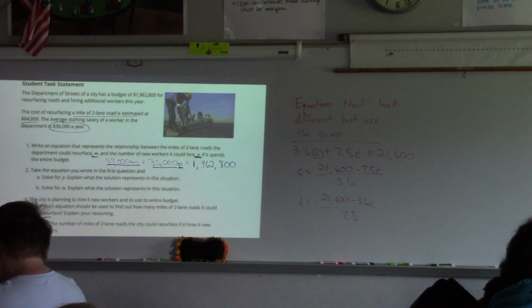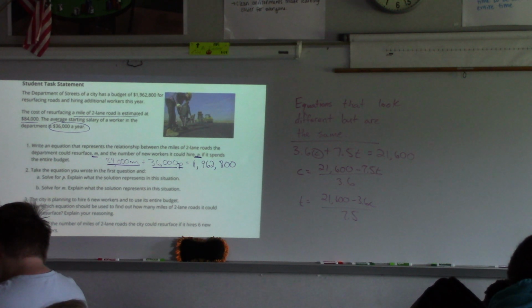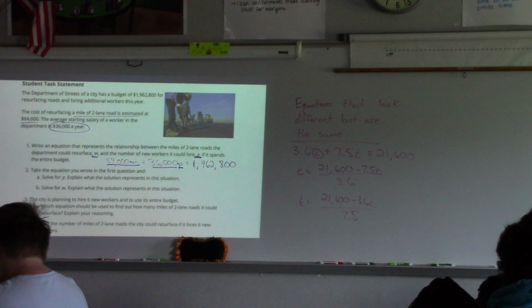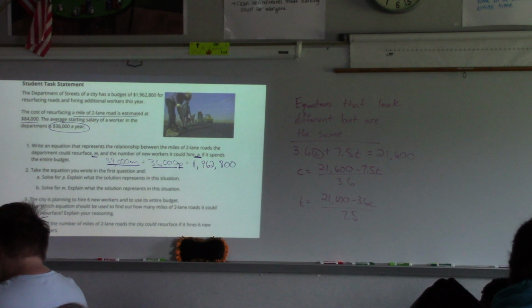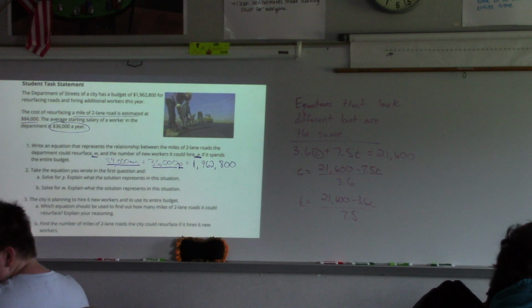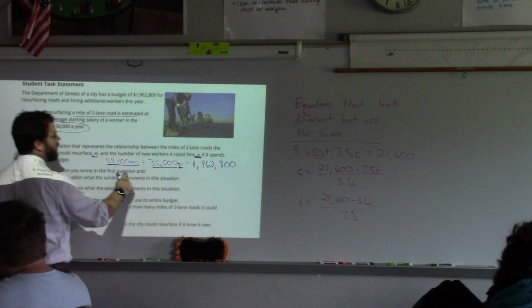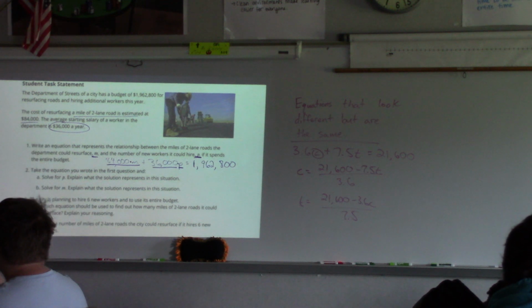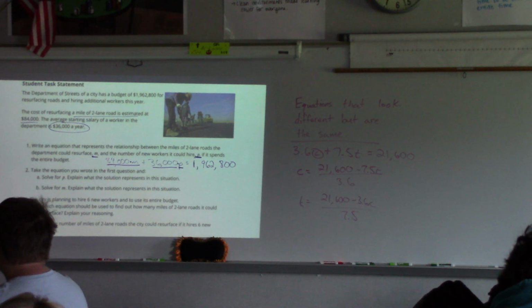Because we're what? Repeatedly add. Because there's probably more than one, or at least an unknown number of miles. There could just be one, right? Because there's an unknown number of miles, we're going to repeatedly add those miles. You cannot forget that. If you see anything that's indicating repeated addition, we're going to multiply there. So when we add those two costs up, it would equal, if we use the entire budget, 1,962,800. Okay?